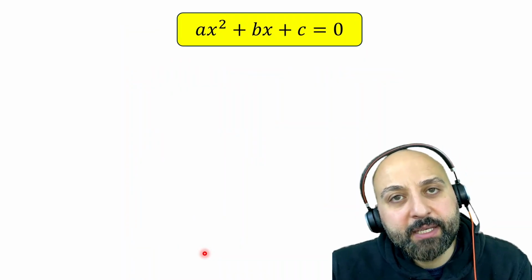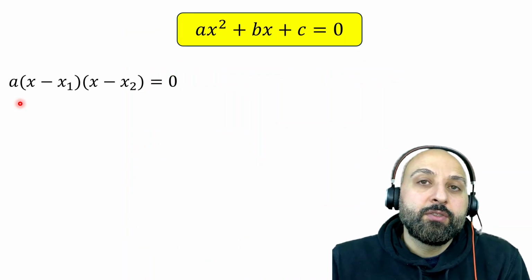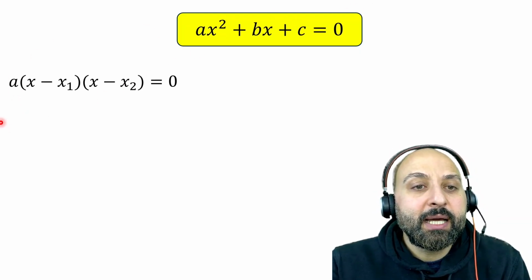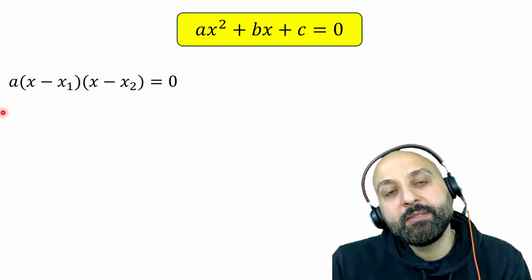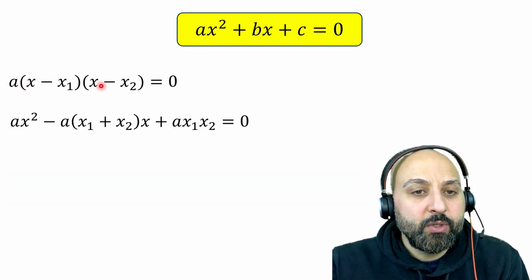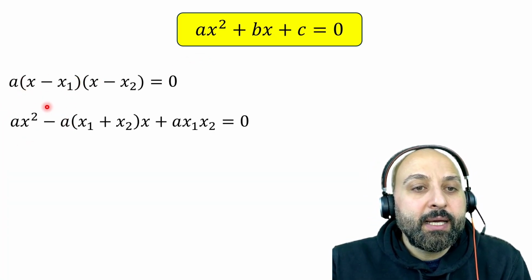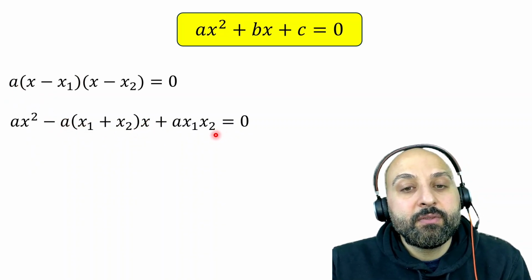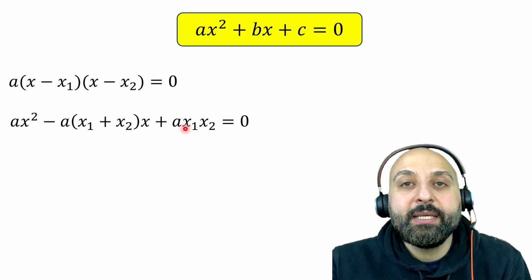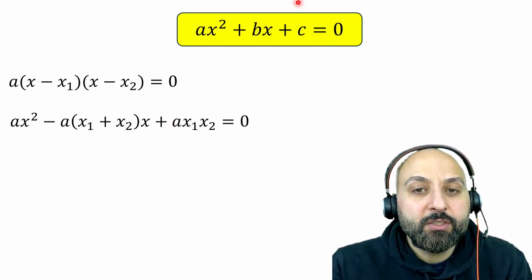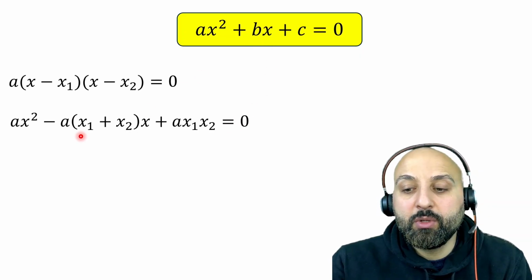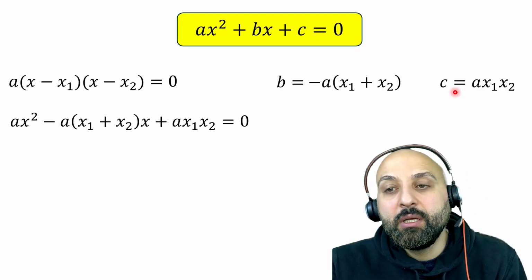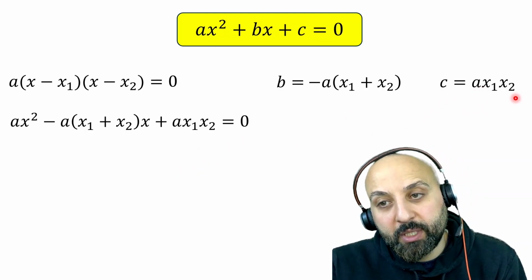This is the polynomial we have, ax² plus bx plus c equal to 0. Assuming that x1 and x2 are the roots of this polynomial, we can write this polynomial as a times (x minus x1) times (x minus x2). Now let's expand this. It will be ax², minus a times (x1 plus x2) times x, and the last part will be plus a times x1 times x2. Obviously, if these two are going to be equal, b has to be equal to minus a times (x1 plus x2), and c has to be equal to a times x1 times x2.